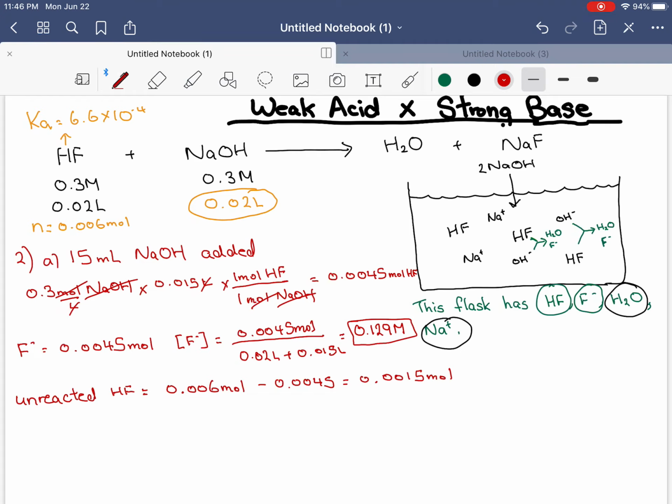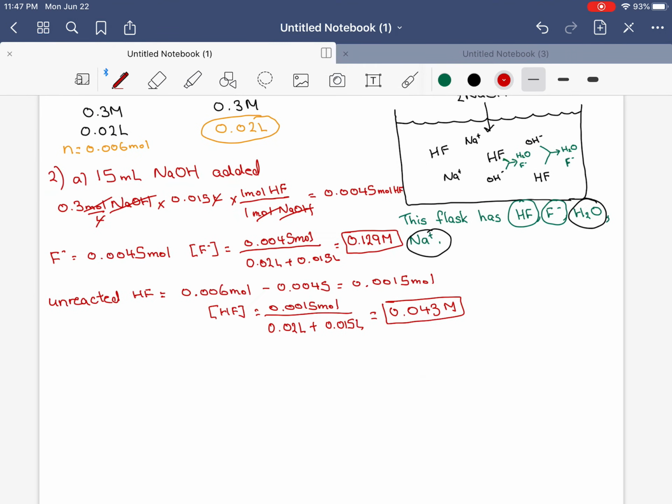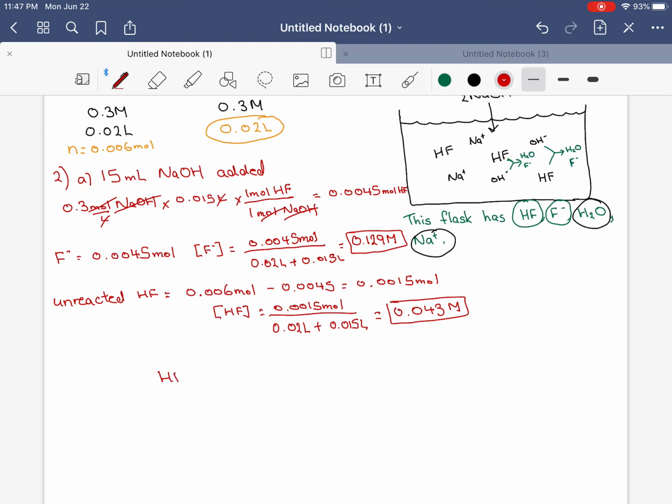Okay. And the concentration of HF is going to be 0.0015 divided by the original volume plus the added volume, right? And the concentration is 0.043. So far so good, right? I hope so. All right, now, your favorite part, creating the ICE table.